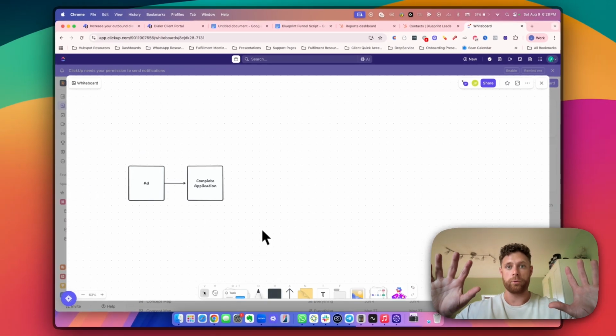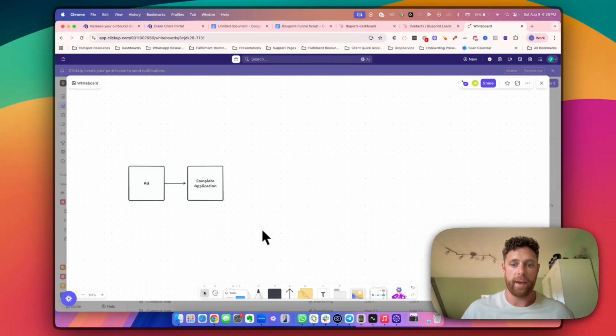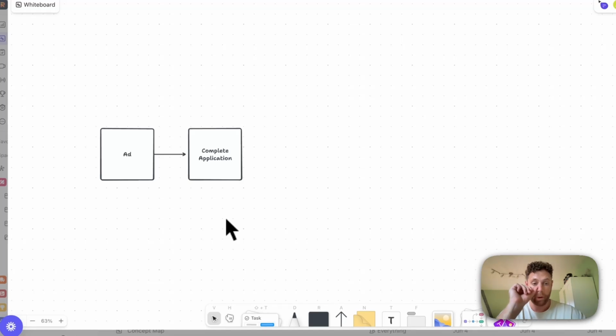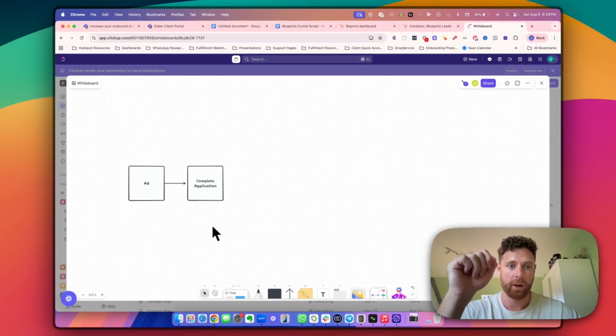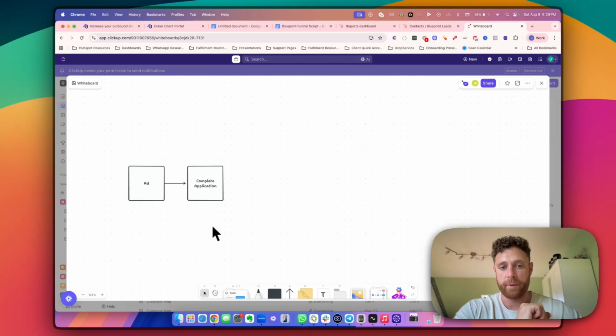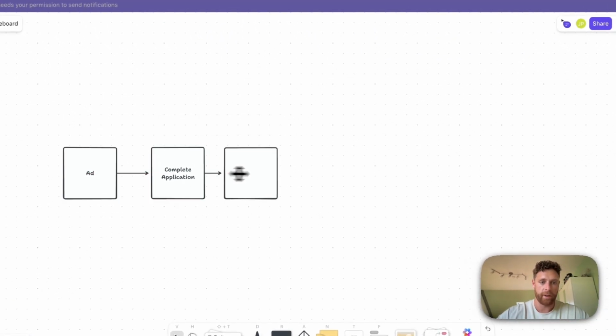This is going to seem super straightforward right now, but I promise this is how you build an extremely successful cold campaign. So we have the ad, we have a complete application. Now we need to figure out what is going to happen after that. Specifically in this campaign, it's going to go from a complete application to a video, essentially. So they're going to get a training. It's going to go directly to a training.